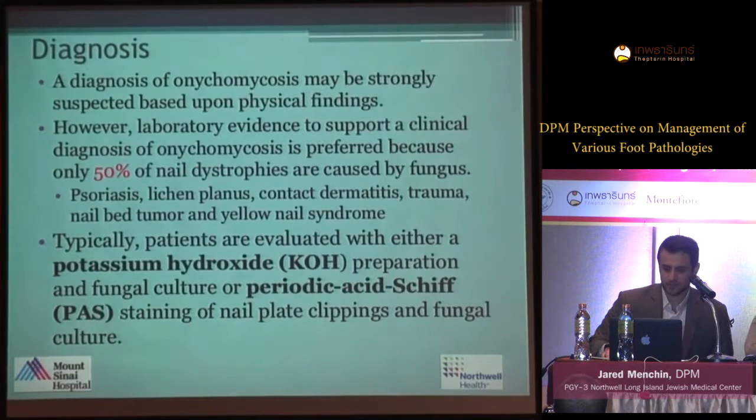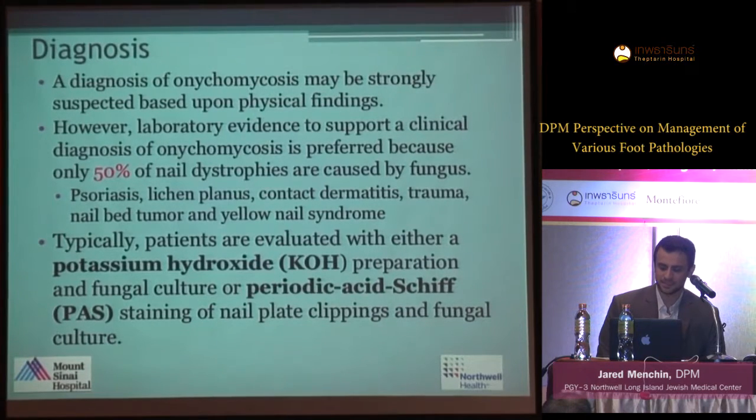To make a diagnosis for onychomycosis, it's going to be mostly based on physical findings. However, only 50% of these are actually going to be caused by dermatophytes. The other 50% are going to be caused by conditions such as psoriasis, peripheral arterial disease and diabetes, lichen planus, contact dermatitis, and nail bed trauma. So typically what you're going to do is either a KOH preparation and a fungal culture, or a periodic acid-Schiff stain, a PAS stain, of the nail clipping and some of the subungual debris. Studies have found that PAS staining is the most sensitive at 82%, compared to 53% for culture and 48% for the KOH prep.